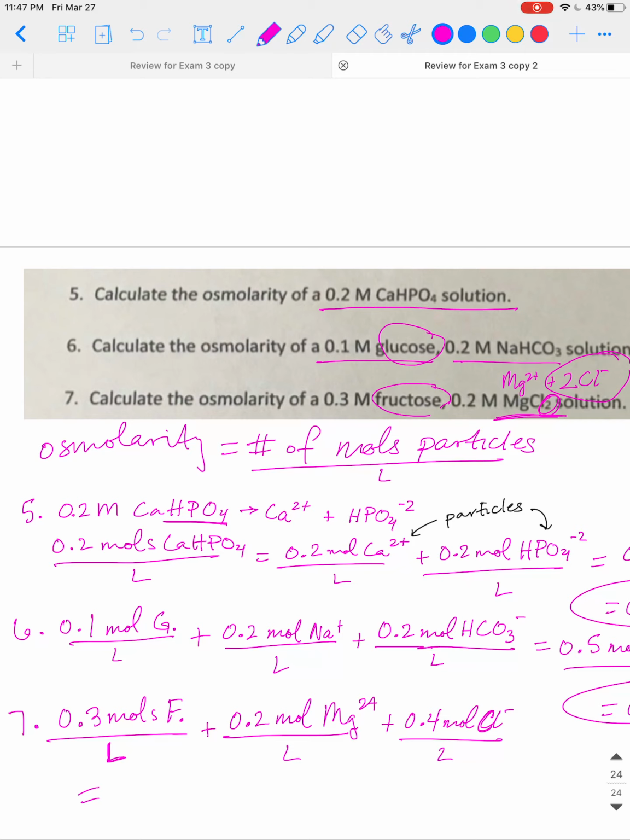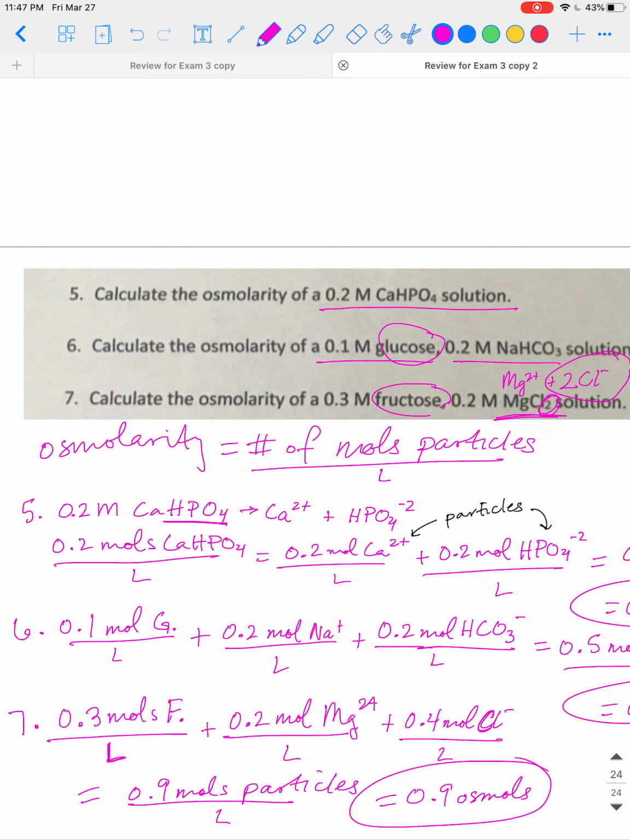Now we have everything written out though, we can add it all up. So 0.3 moles of fructose particles plus 0.2 moles of magnesium particles plus 0.4 moles of chloride particles gives us a total of 0.9 moles of particles per liter. That equals 0.9 osmoles.